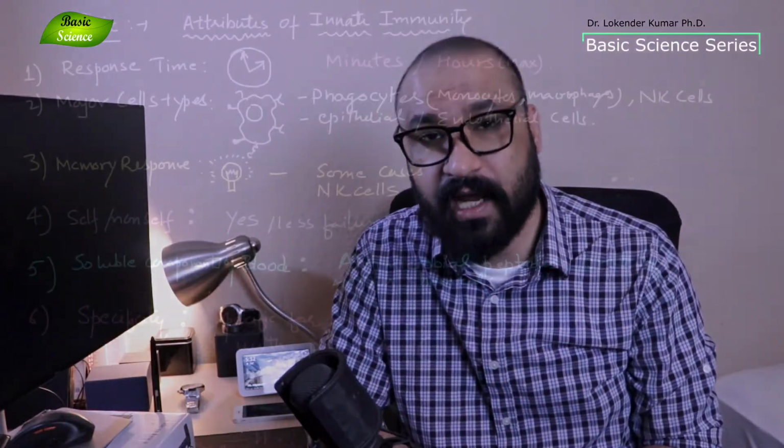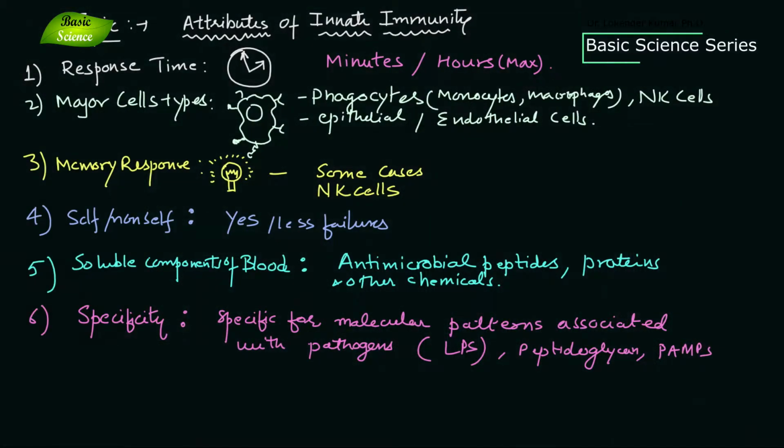In this video, we will discuss what are the important attributes of innate immune system. We will discuss what is the response time. We will discuss what are the different types of cells, for example, phagocytes that are involved in the innate immune system. We will also discuss the soluble components of the blood, and we will also discuss the specificity of this immune system. I hope this video lecture is going to help you to understand the different attributes of the innate immunity.